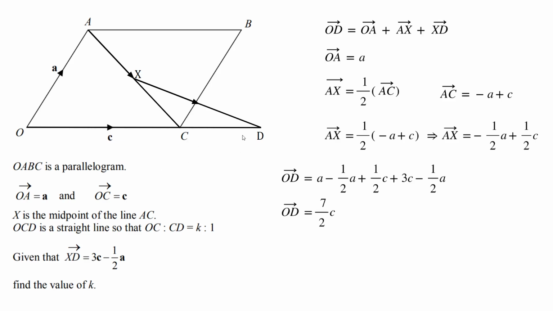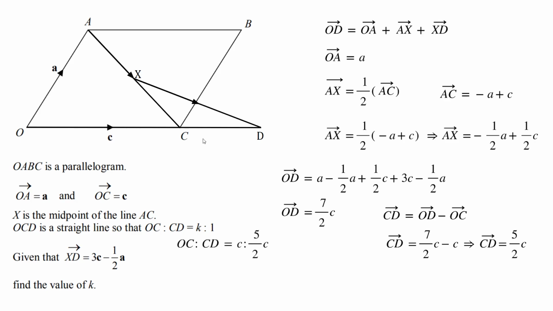That means CD, we can figure it out by taking away OC. So 7 over 2C take away C is 5 over 2C. And that's CD. So the ratio from OC to CD is C to 5 over 2C. We can cancel the C's, because they're in both. And we want a 1 on the right hand side, so we can times by 2 and then divide by 5. That means that K is 2 over 5.